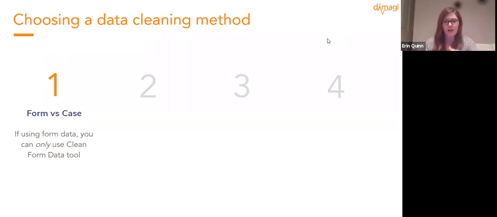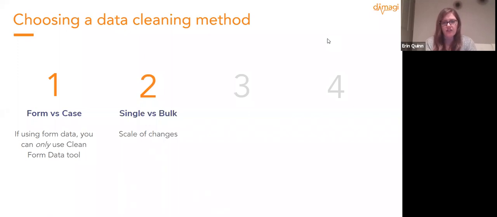Similarly, and we'll talk about this a little bit later in the data pipeline planning, this is a really great reason to use case data, because there are so many different ways that you can clean it, whereas there's only one for form data. So that should maybe inform your data pipeline a little bit, thinking about the fact that if you're using case data, you do have a lot more opportunities to edit it in different ways.